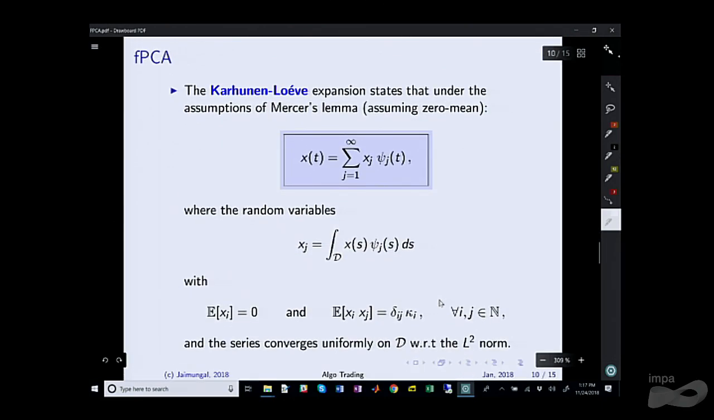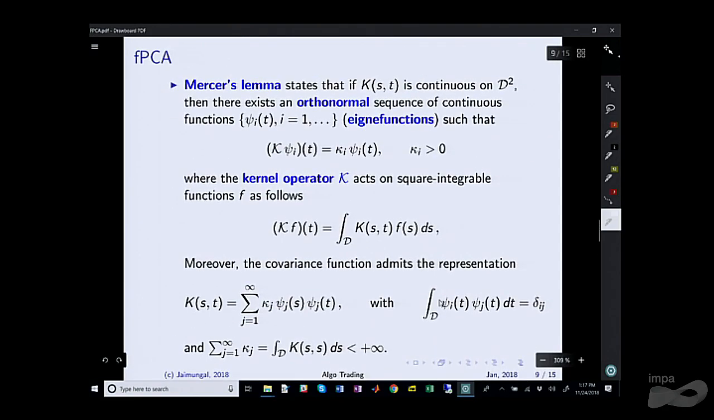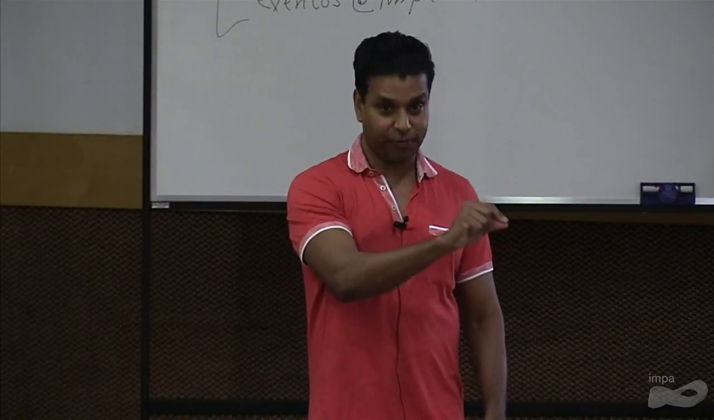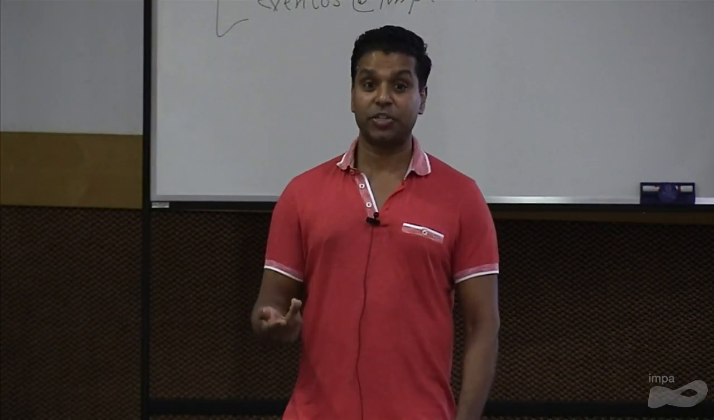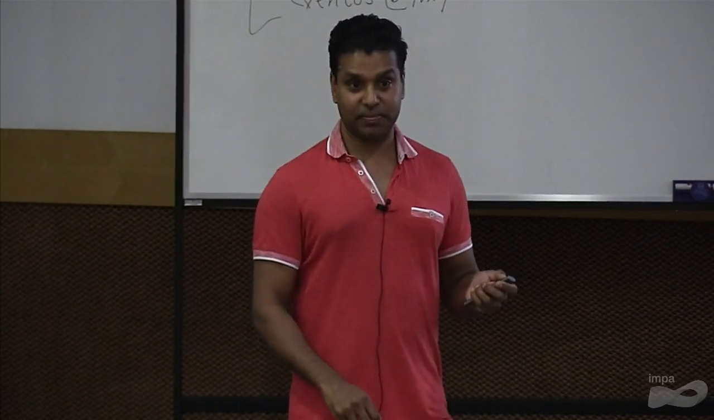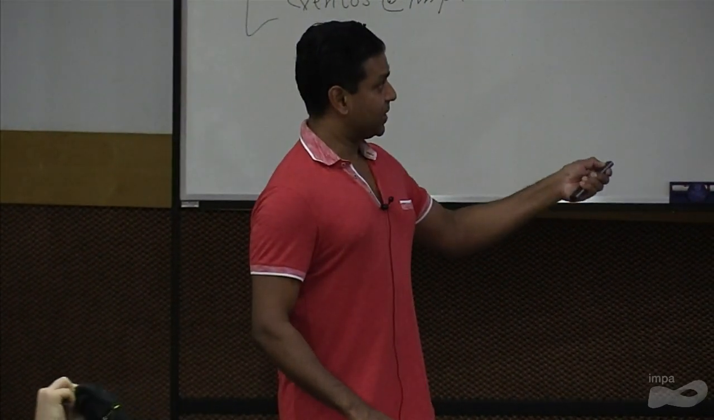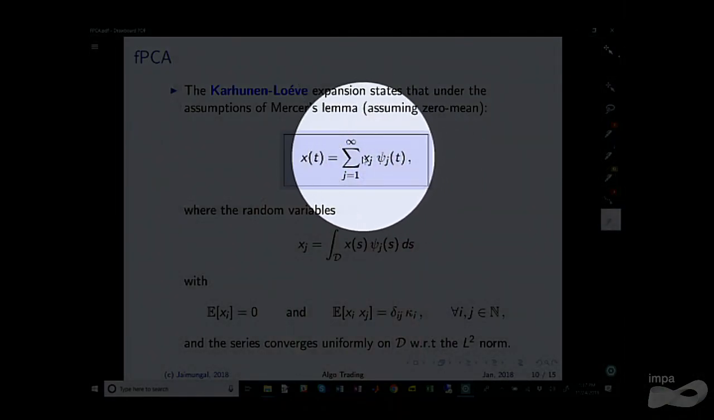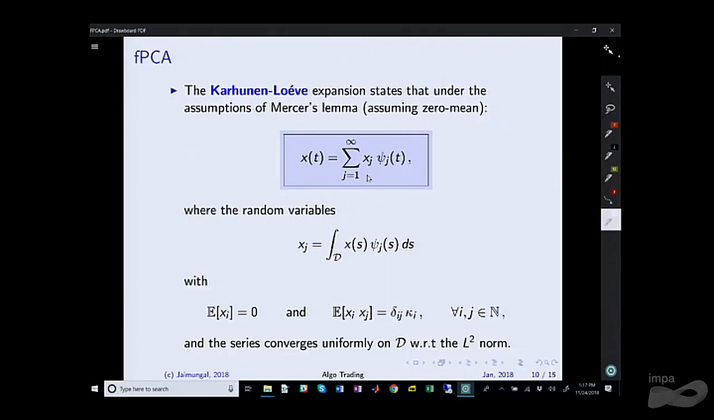Now, there's a result, this is called the Karhunen-Loève expansion, that tells us that if we find these eigenfunctions and eigenvalues, we can rewrite the data, x, the continuous form of the data, in an expansion on those eigenfunctions. So these are functions, they're not random variables, while these coefficients are the random variables.